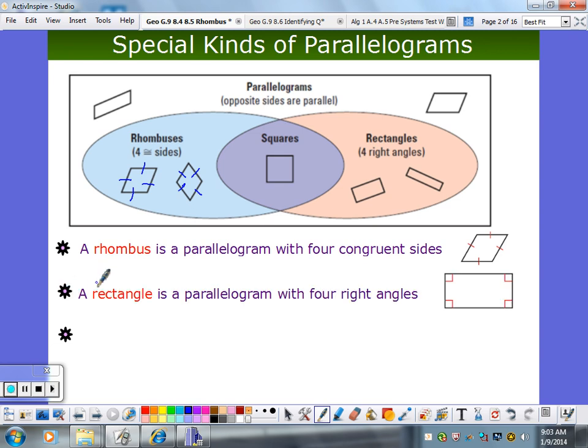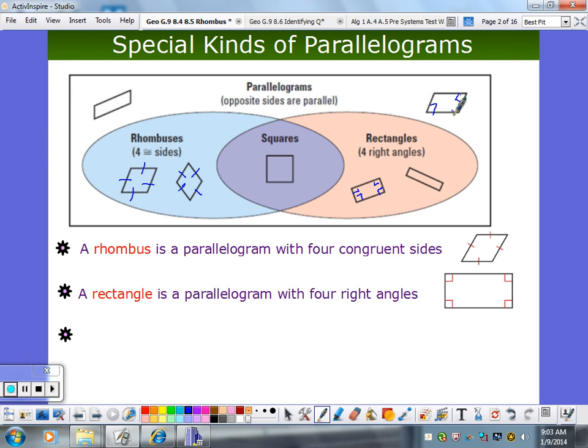A rectangle is a parallelogram. Here it is. So it's a parallelogram, opposite sides parallel, with 4 right angles. Now I remember taking geometry and my teacher telling me, well, you only need to say there's 1 right angle. Why do I only have to say there's 1 right angle? It's a parallelogram with 1 right angle. So if I have a parallelogram with 1 right angle, what do I know about, say, the opposite angle? It has to be, right? Opposite angles are congruent in a parallelogram.